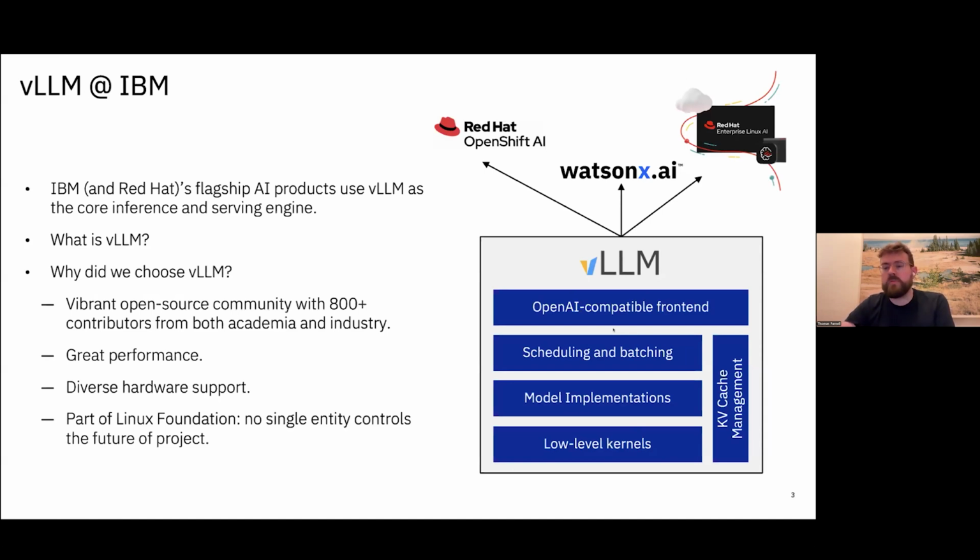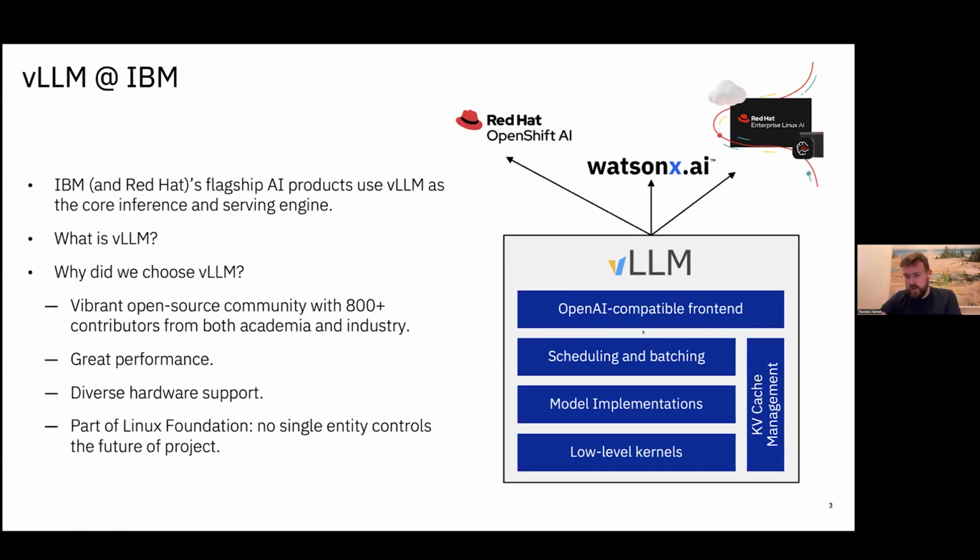At the top, we have an OpenAI compatible front end, which can handle requests from many concurrent users in parallel. Below that, there's a layer of scheduling and batching, which takes the requests from different users and batches them together before sending them down to the model. Below that, we have implementations of basically every large language model you could imagine. The number is really huge. And below that, there are very low level GPU kernel implementations of different attention mechanisms, as well as other more exotic kernels for LLM inference.